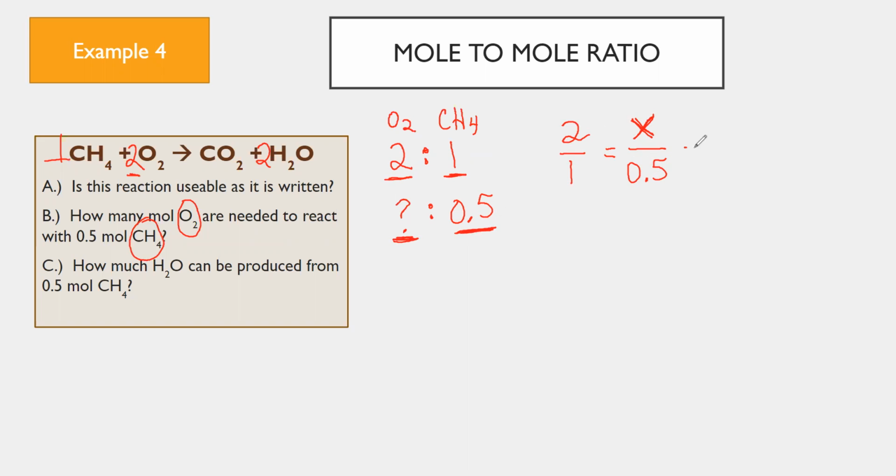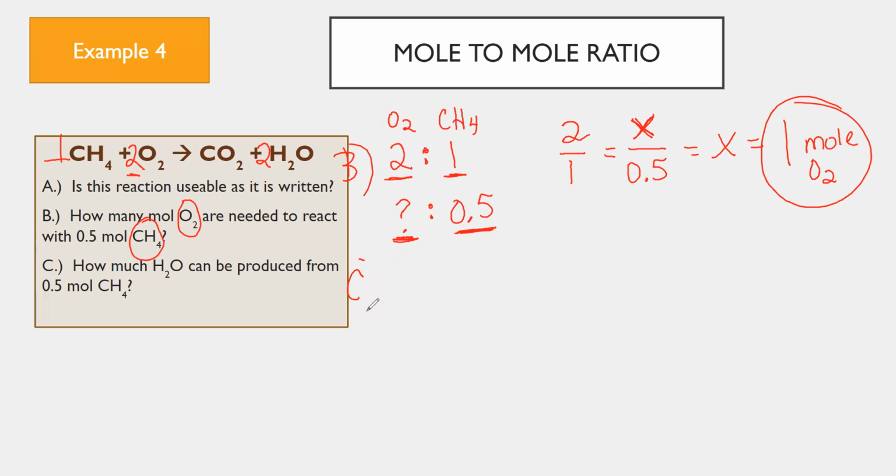All right, so X times 1 is X, and then 2 times 0.5, or 2 times a half, gives us a 1. Okay, so our answer for that is 1 mole of O2. Okay, so this is letter B.